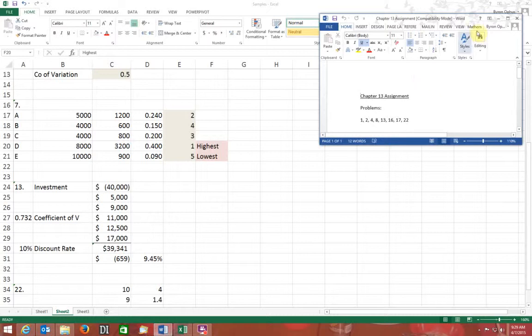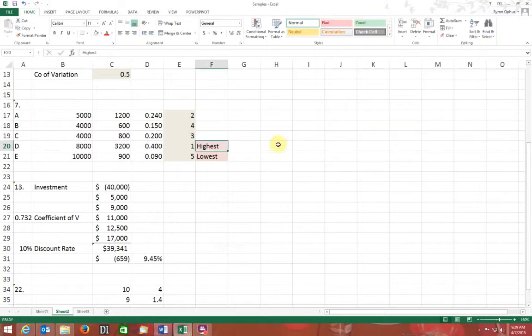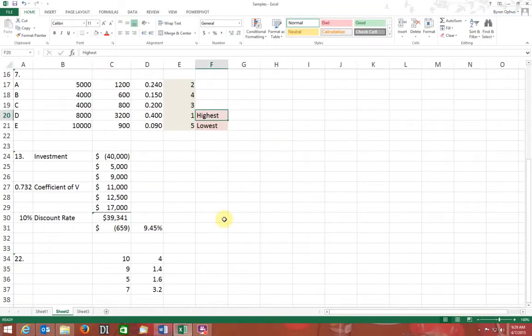Then we go on to number 13. Woohoo, lucky 13. Waste Industries is evaluating a $70,000 project with the following cash flows. The coefficient of variation is 0.847. Based on the following table of risk-adjusted discount rates, should the project be undertaken?